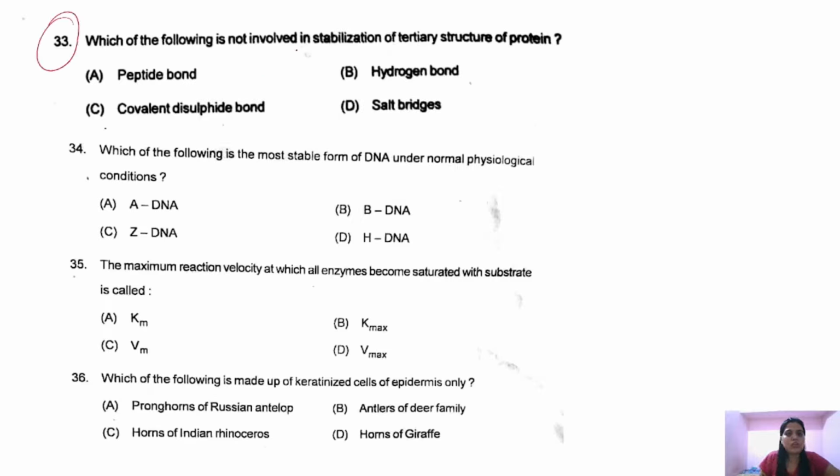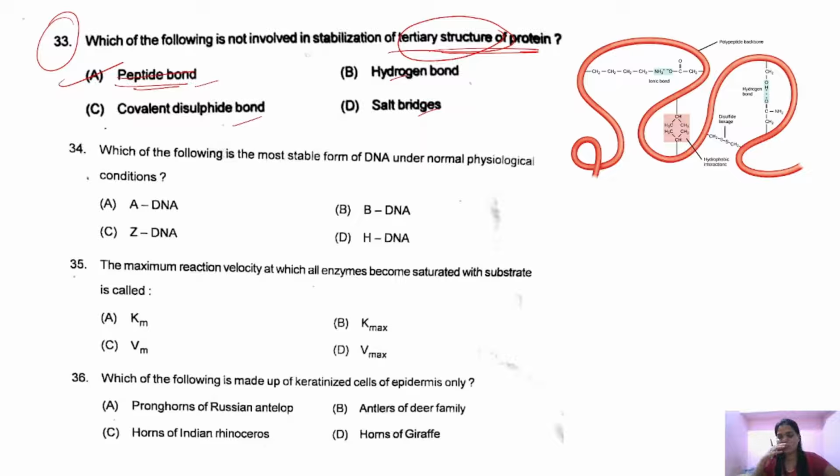Which of the following is not involved in stabilization of tertiary structure of protein? Tertiary structure it is asking. So peptide bond, hydrogen bond, salt bridges, disulfide bond. Answer will be peptide bond. Peptide bond is needed for the primary structure, not necessary for stabilizing the tertiary structure.